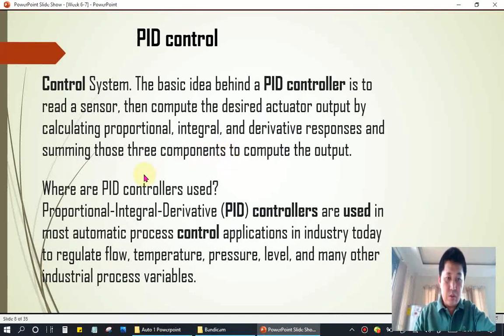So where are PID controllers used? PID controllers are used in most automatic process control applications in industry today to regulate flow, temperature, pressure, level, and many other industrial process variables.